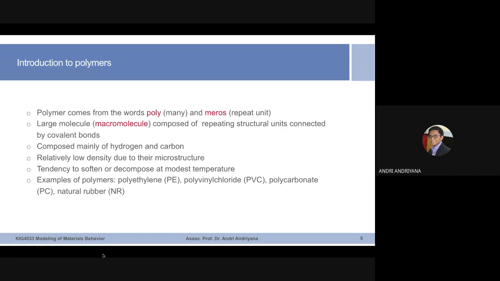And then polyvinyl chloride or PVC, an example of PVC widely used for piping systems. So plastic pipe. Polycarbonate is a stiff and hard polymer, and it is commonly used for helmets or for your traveling luggage. And then another example, which is relevant for us here, is natural rubber. Okay, this is an example of polymeric materials.